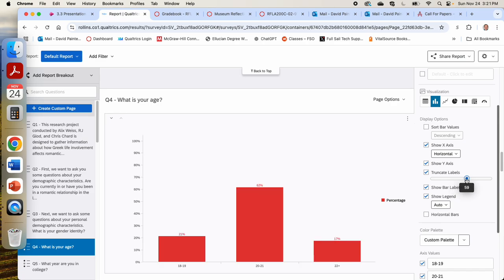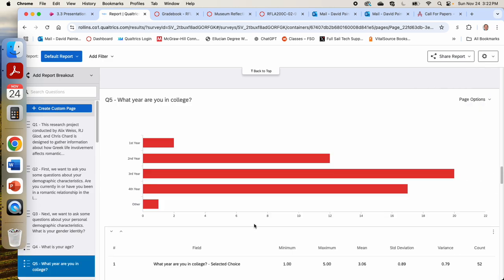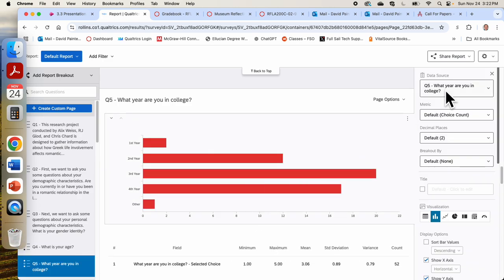Well, let's see. It doesn't do much, does it? Show y-axis or not? You want to show the y-axis. Then you can do other demographic characteristics. What year are you in college?